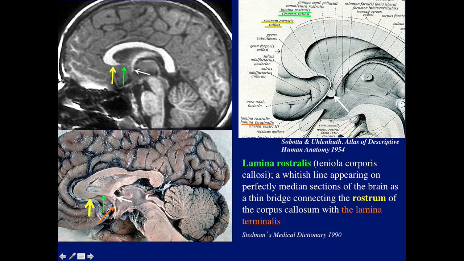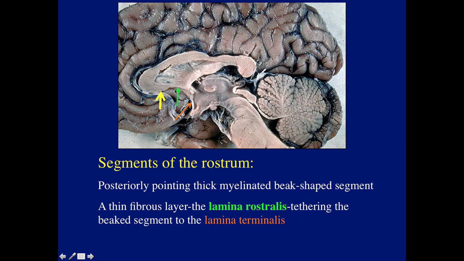So this is what this is. That's what I was seeing on the MR. The lamina australis connecting the myelinated portion of the rostrum to the region of the lamina terminalis and the anterior commissure. So here it is again. This is actually the non-myelinated portion of the rostrum, the lamina australis. It tethers the myelinated part to the region of the anterior commissure, lamina terminalis.